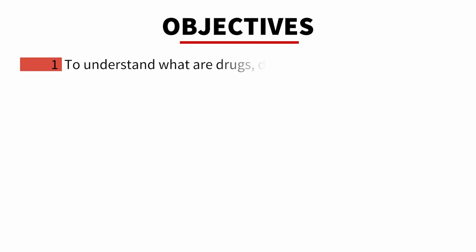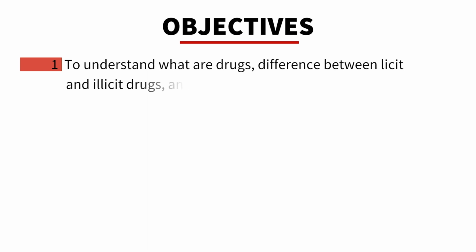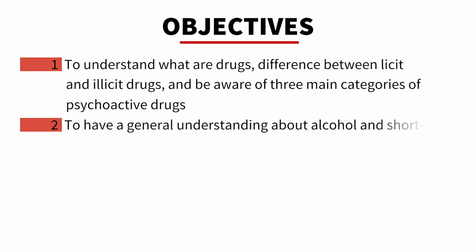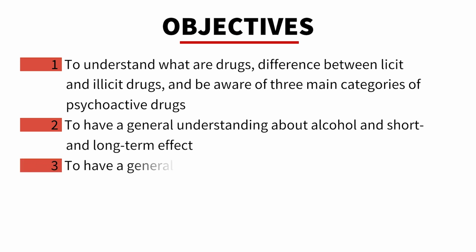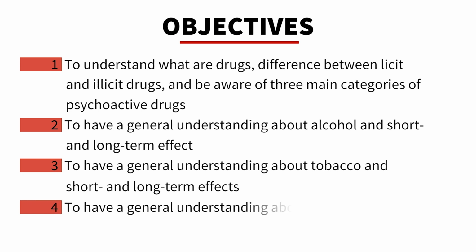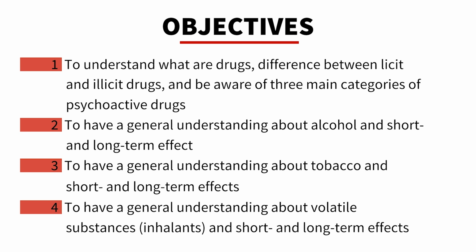Objectives. By the end of the session, students will be able to understand what are drugs, the difference between licit and illicit drugs, and be aware of three main categories of psychoactive drugs. To have a general understanding about alcohol and its short and long-term effects. To have a general understanding about tobacco and its short and long-term effects. To have a general understanding about volatile substances, inhalants and their short and long-term effects.